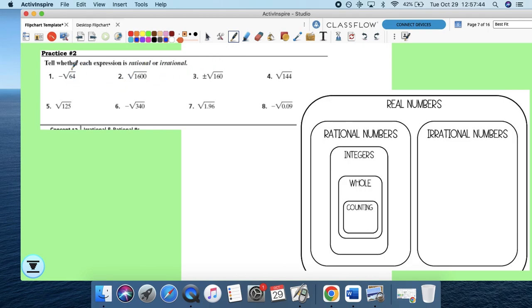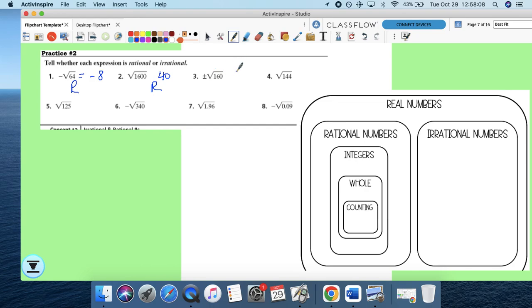This one. Tell whether each expression is rational or irrational. So the first one, let me change that. Negative square root of 64: square root of 64 first of all is 8, and then put a negative sign, and that becomes an integer, which is rational, put a little r. Square root of 1600 is 40, right? And that's definitely rational.